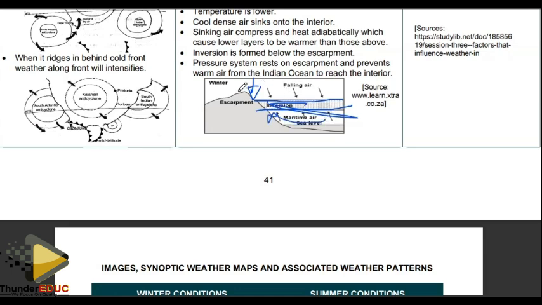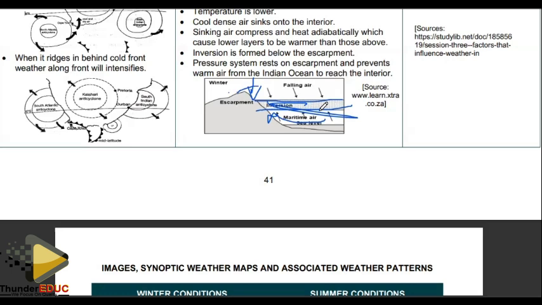That is why we have dry conditions, because the air which is supposed to feed moisture over the interior is being blocked by the inversion layer. So typical questions, they will ask you about the season. What you should do is check the position of the inversion layer. If it's elevated, it's above the escarpment, it's typical of summer conditions.